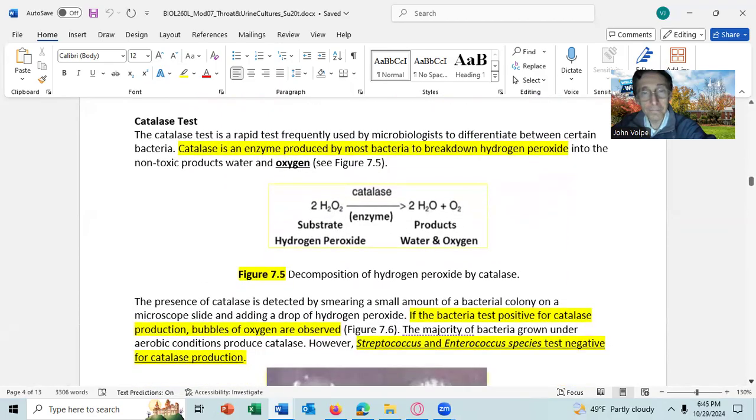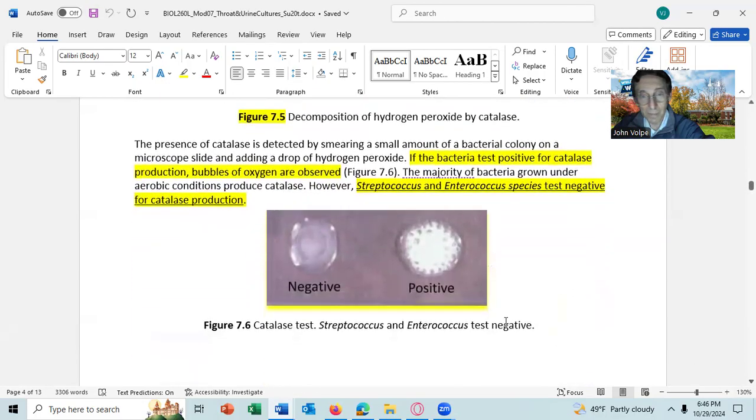The catalase test puts the bacteria on hydrogen peroxide, and if the bacteria produce catalase, it'll convert the hydrogen peroxide into water and oxygen. The oxygen will cause bubbling, and if you see bubbles like this, that's a catalase positive test. That's a catalase negative test. Members of the Streptococcus family and the Enterococcus family can grow on a blood agar plate, and Streptococcus could be beta hemolytic, and they will be catalase negative.